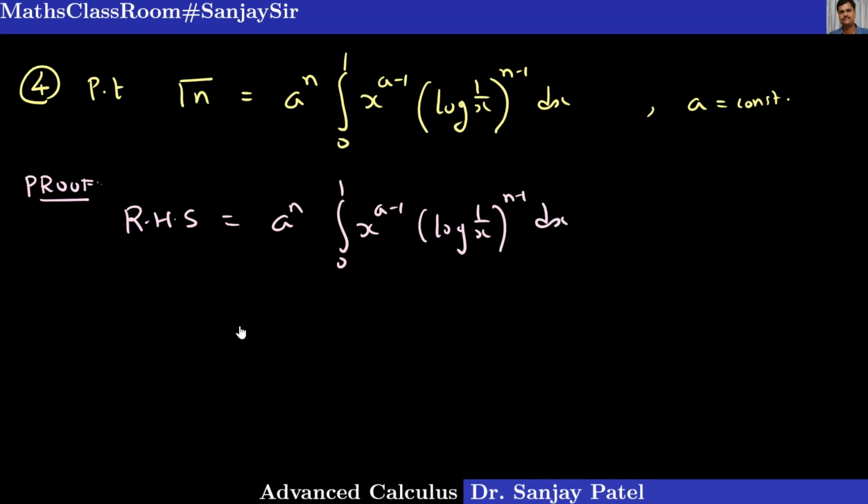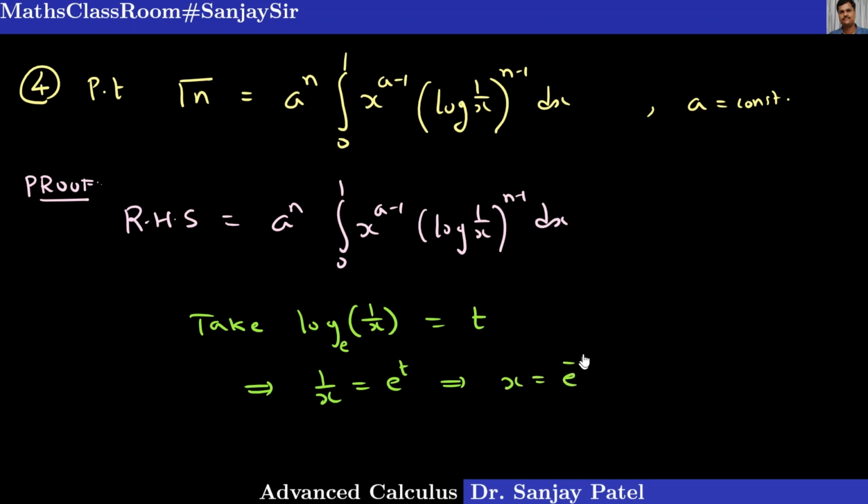Okay, so I am taking a substitution in this. Let us take the log 1 upon x, because there is n minus 1 power. So if I take something, say t, I will get t raised to n minus 1, which is required in order to prove that this is equal to, say, gamma function. So that gives some idea, and I will take log of 1 upon x is equal to t. Okay, and that implies I will get, say, 1 upon x is equal to e raised to t, because here the base is always e, and that gives me x is equal to e raised to minus t.